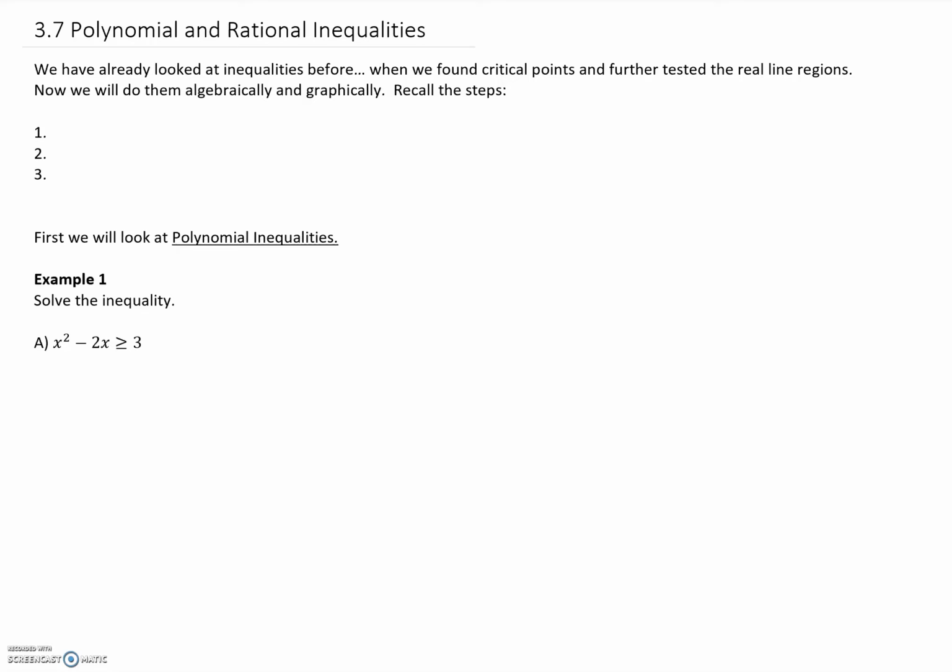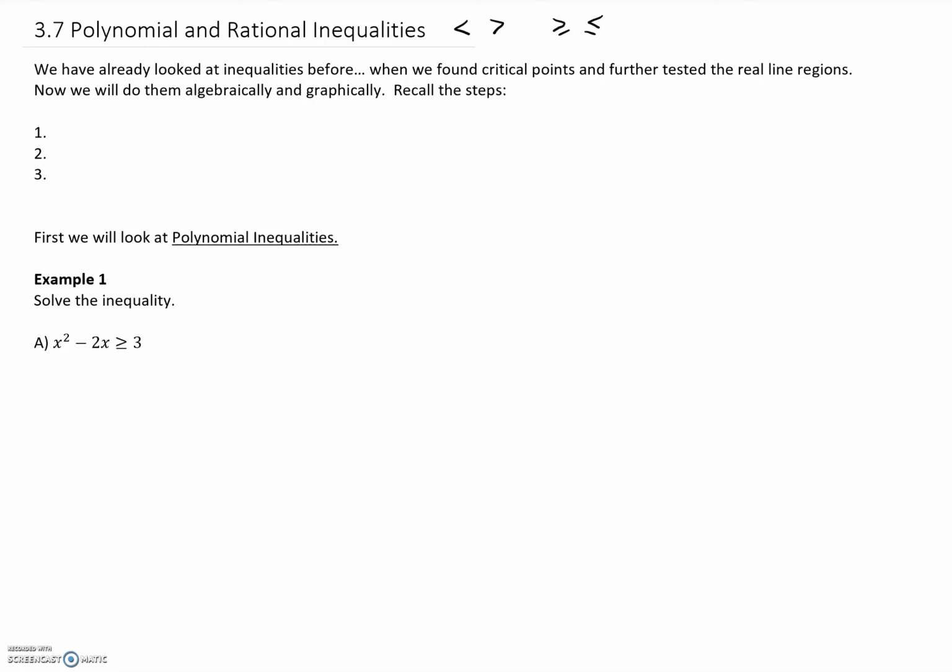In section 3.7, we'll look at polynomial and rational inequalities. So these are the guys that have these involved with them. We've already looked at these before when we found critical points and tested the regions on the real line. Now we'll do them both algebraically and graphically.